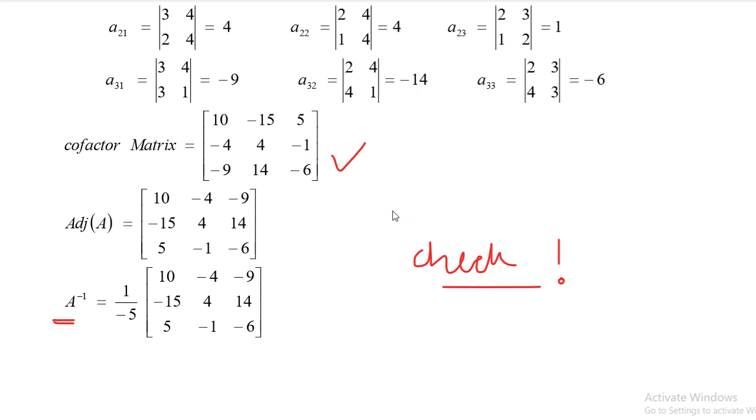We covered the determinant of a matrix, properties of determinants, how to find determinants of 2 by 2 and 3 by 3 matrices, and then using the determinants to find the A inverse. Basically, we use determinants to find cofactors, and after finding cofactors, we can find the adjoint of A, and the adjoint of A can be converted to A inverse.